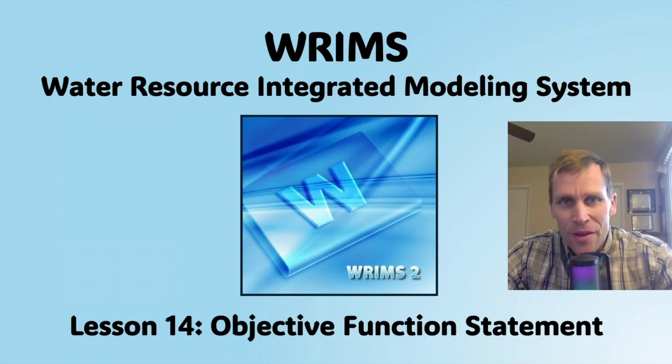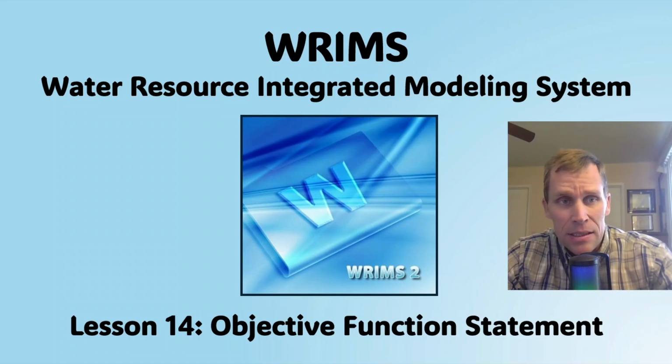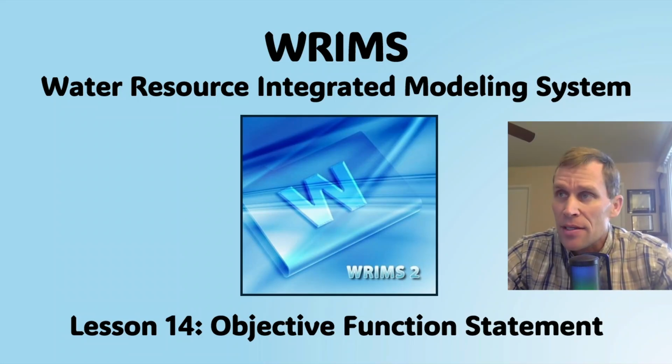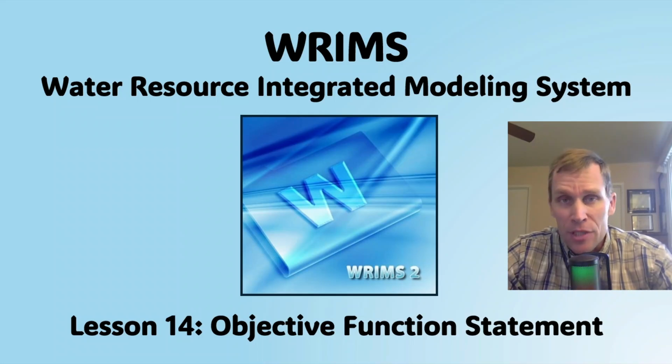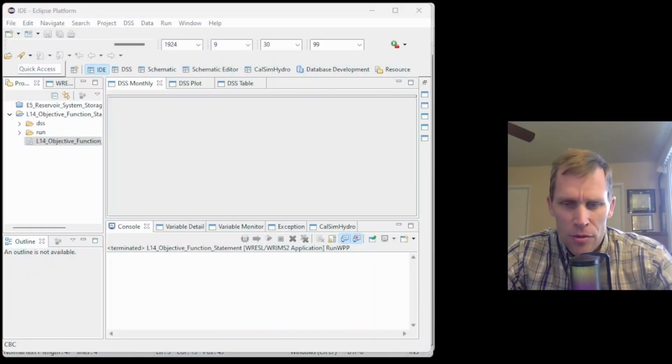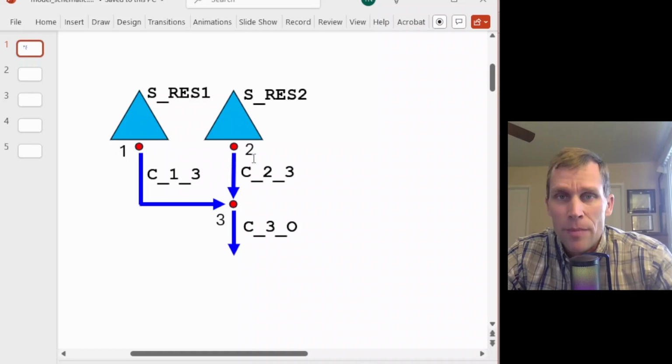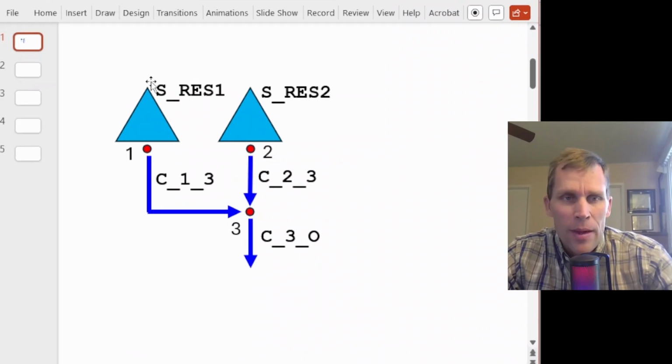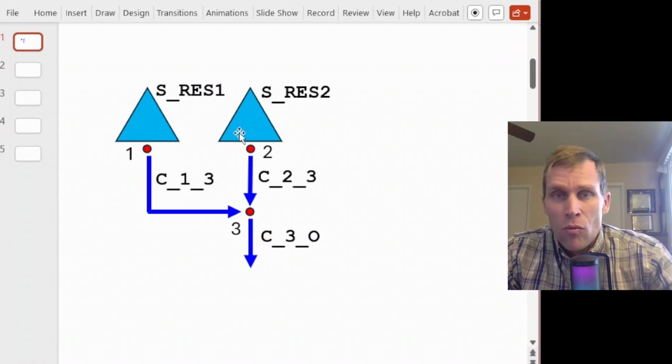Welcome and hello. This is a video lesson in WRIMS, and in this lesson, we're going to be talking about the objective function statement. On the screen, I'm going to put up the model schematic for this lesson, where what we have is two reservoirs in parallel. They both have channels that drain down to this node 3, so channel 1-3 and channel 2-3 flow from reservoirs 1 and 2 respectively down to this node 3.